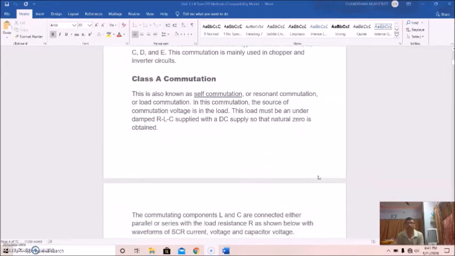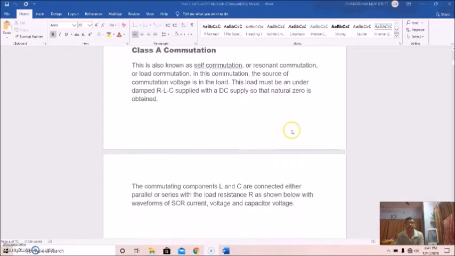Class A commutation is also known as self commutation, resonant commutation or load commutation. In this commutation, the source of commutation voltage is in the load. This load must be an underdamped RLC load supplied with a DC supply so that natural zero is obtained.